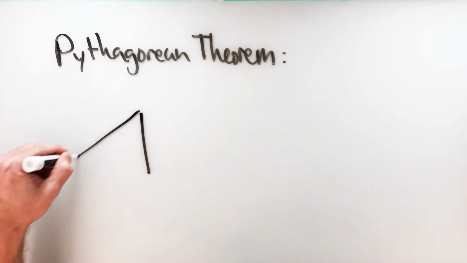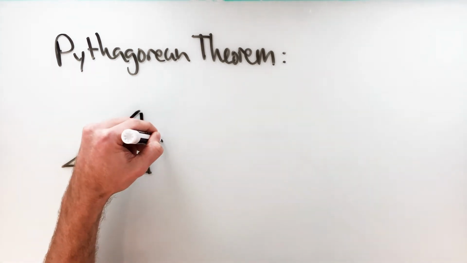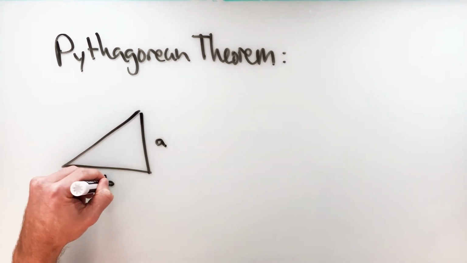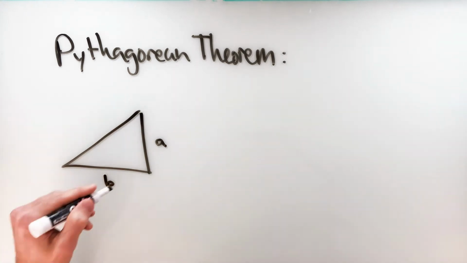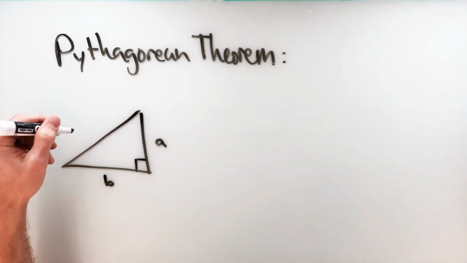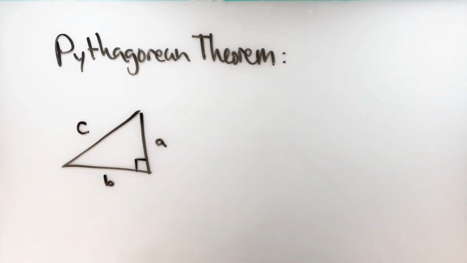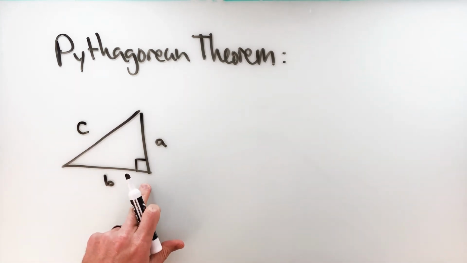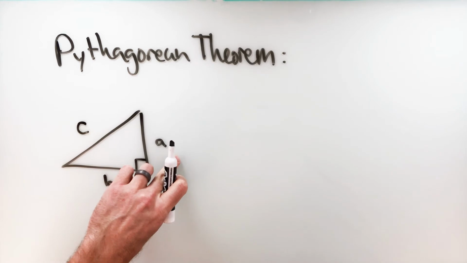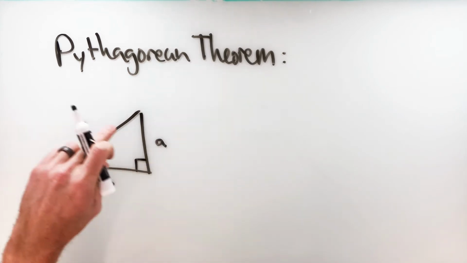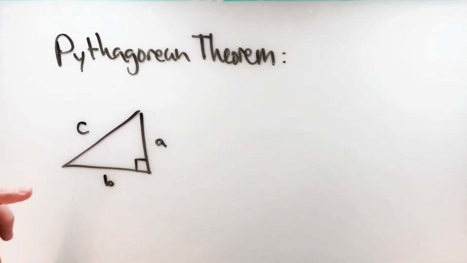Okay, so we see that it says the legs, which we'll call A and B. The legs are interchangeable. It doesn't really matter which one you list as A and which one you list as B, but the hypotenuse does need to be the C value. So again, in a right triangle, the sum of the squares of the lengths of the legs is equal to the square of the length of the hypotenuse.